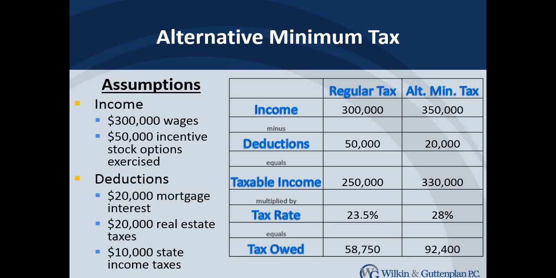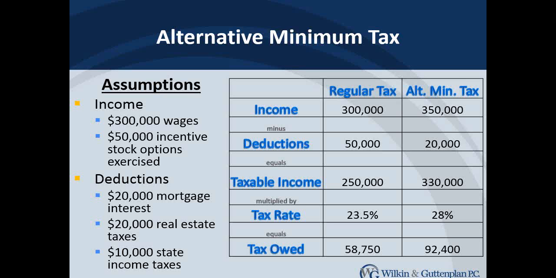So when we do this parallel calculation, we come to almost $60,000 of regular tax and over $92,000 of AMT tax. And I know that many of you would rather pay the regular tax, but the IRS and the government dictates that you'd pay the higher of these two calculations in this case.